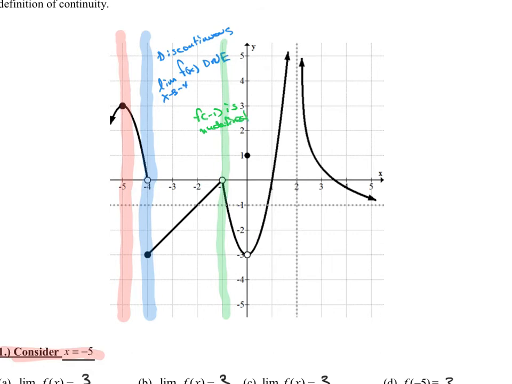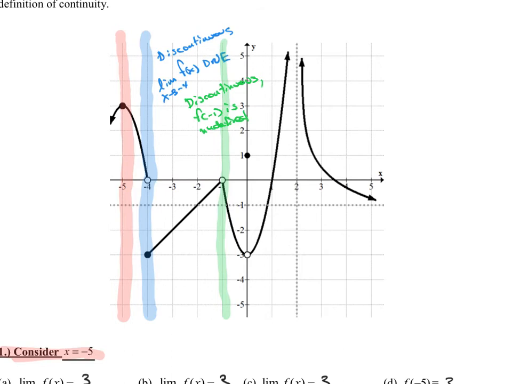And because the function is undefined, we would say it is discontinuous. Okay, so it's discontinuous because the function is undefined at that point. It missed the first one. All right, let's look at the next one.